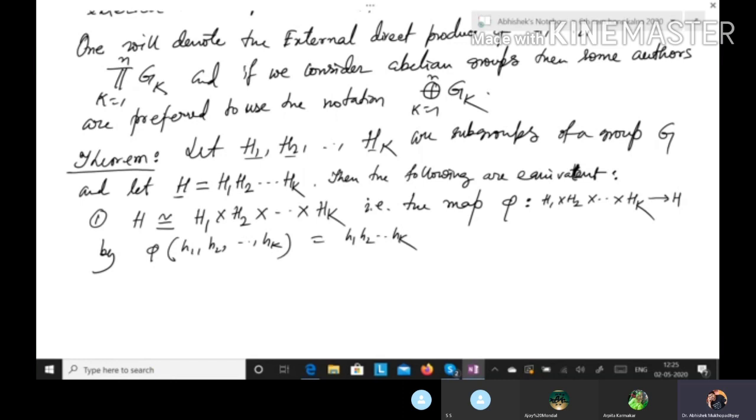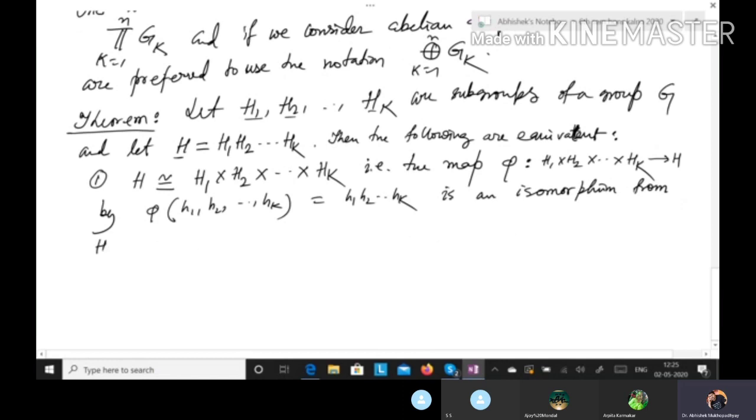Now our statement is that this map is an isomorphism from the direct product of H1, H2, Hk onto this product, the internal product of H1, H2, Hk. So this is our first statement.